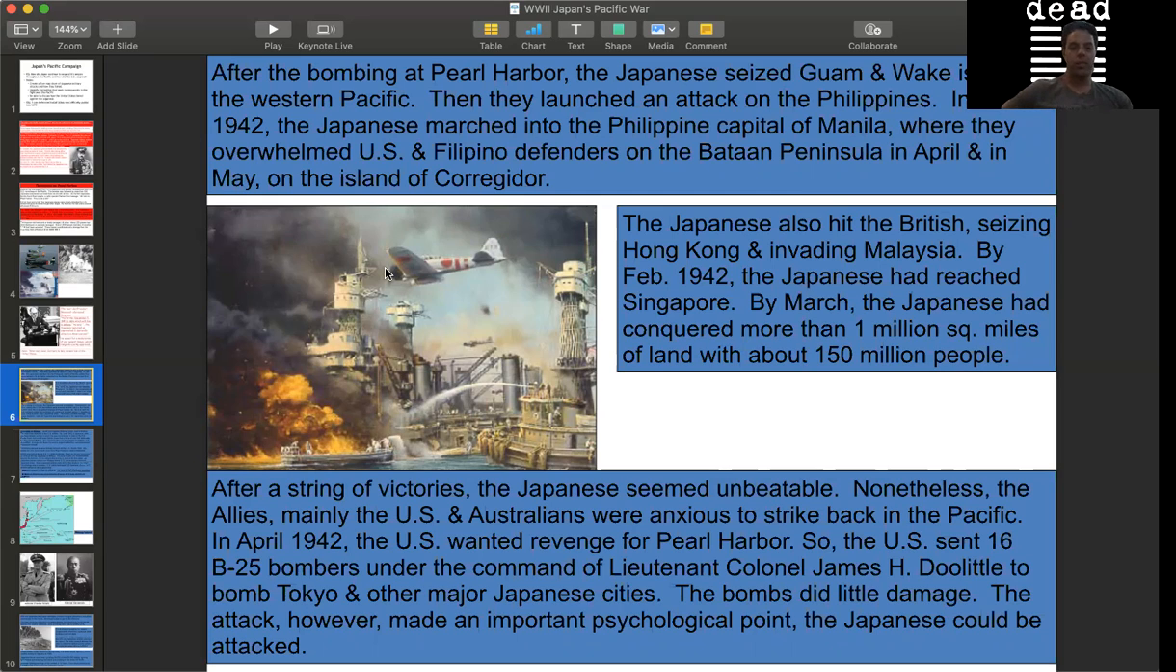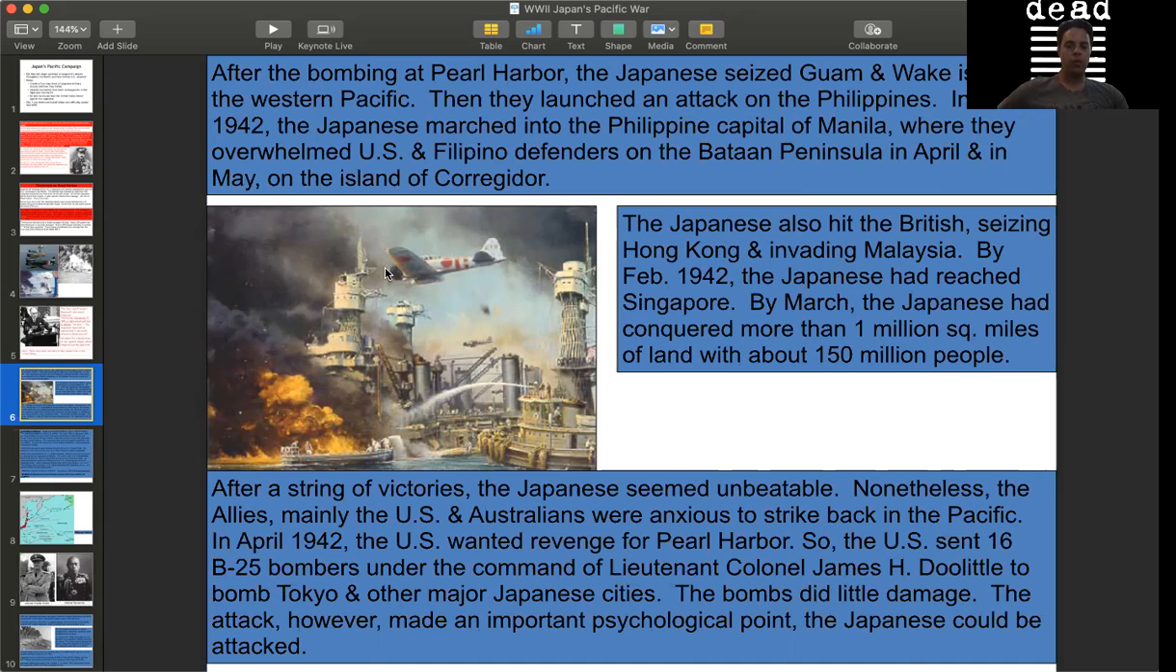Nonetheless, the Allies, mainly the United States and Australia, were very anxious to strike back at the Pacific Fleet. So the United States wanted revenge, and what they did was send 16 B-25 bombers off of an aircraft carrier under the command of Lieutenant Colonel James H. Doolittle to bomb Tokyo and a few other major Japanese cities.